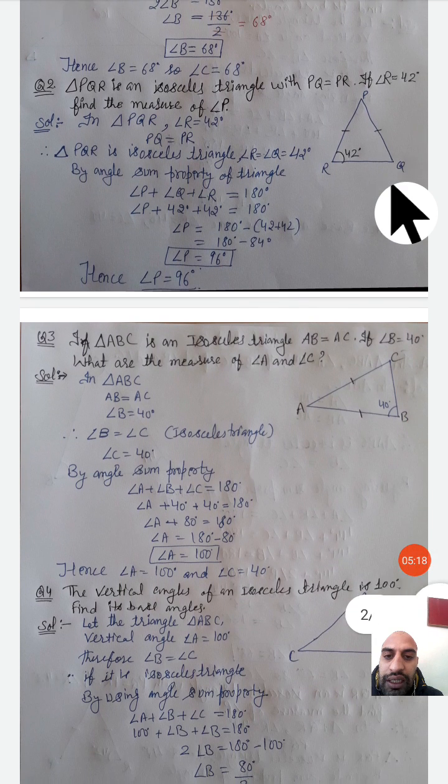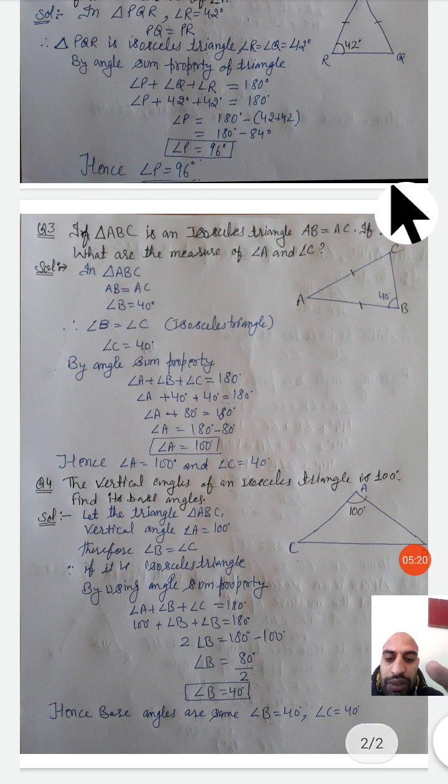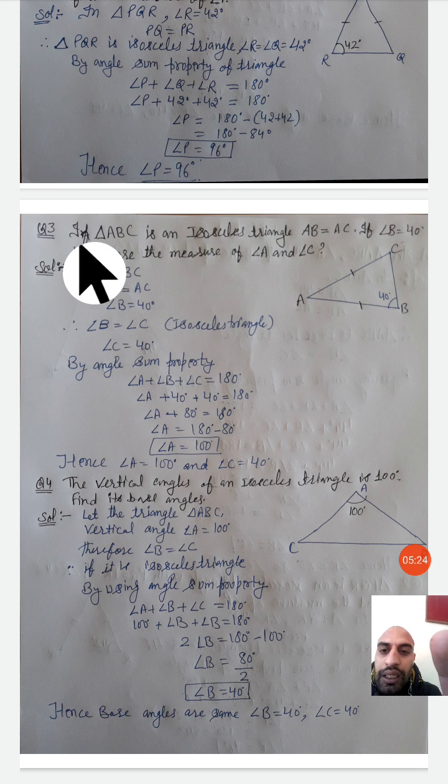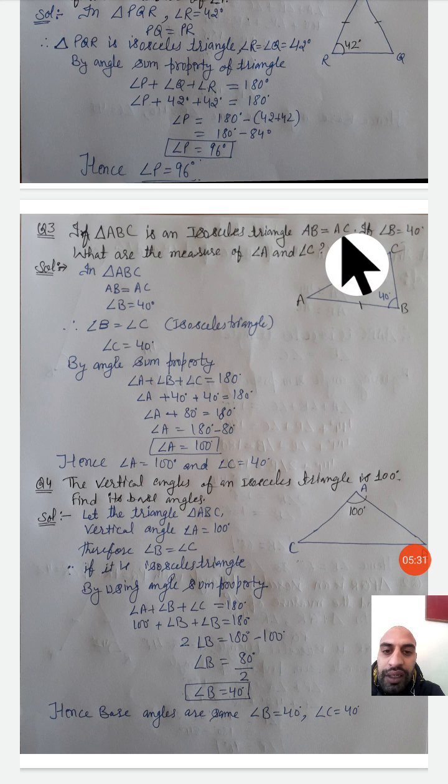One more question we'll take now, that is question number 3. So let us read the question first. If triangle ABC is an isosceles triangle, AB is equal to AC. It is given side AB is equal to AC as well as angle B is 40 degrees. So what are the measures of angle A and C? Our task is to find out the two other angles.